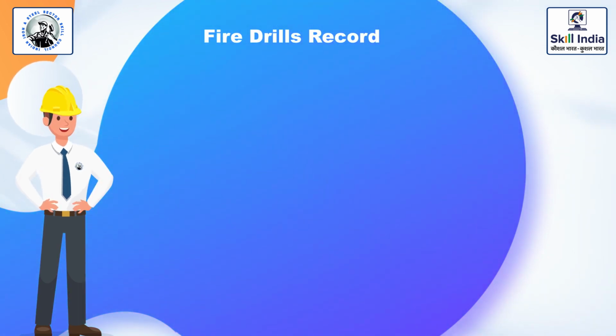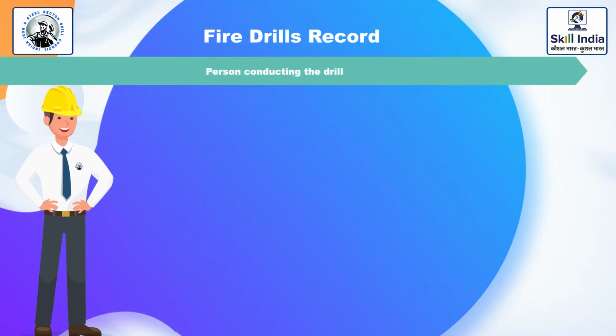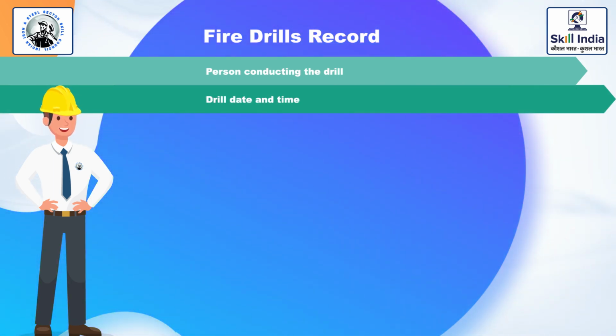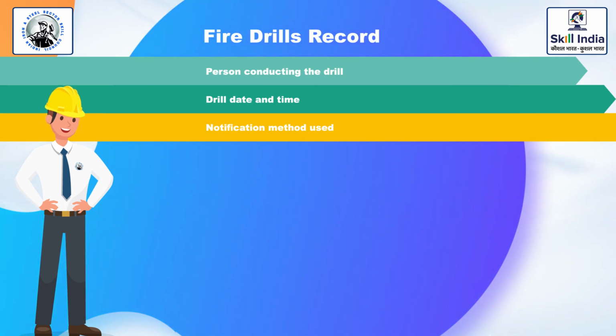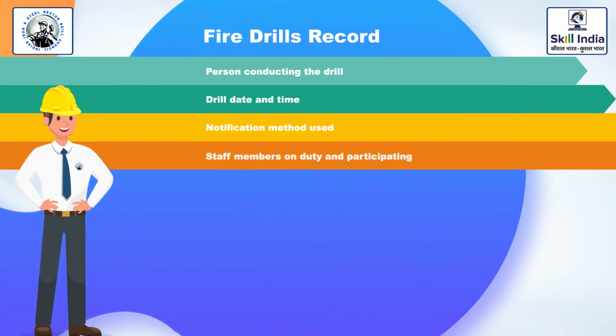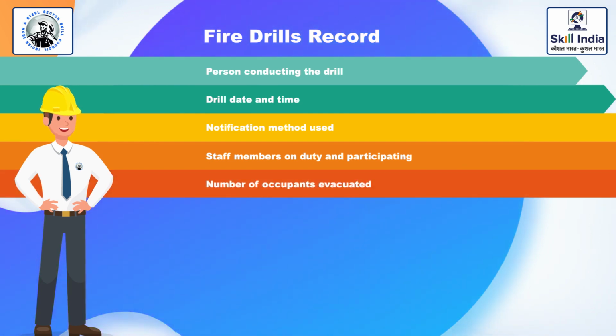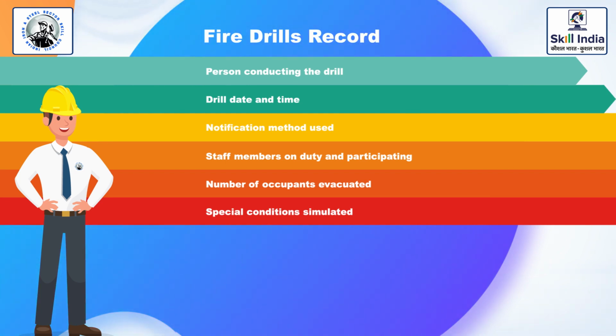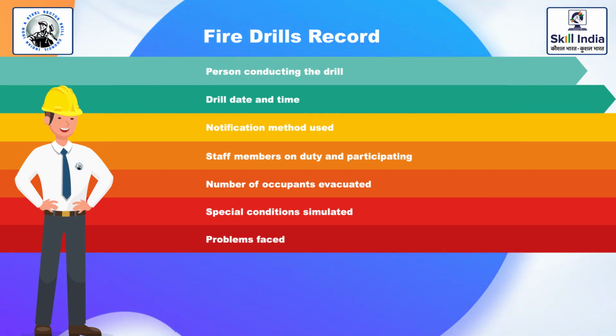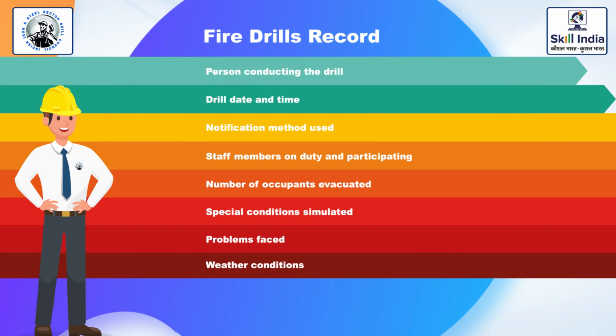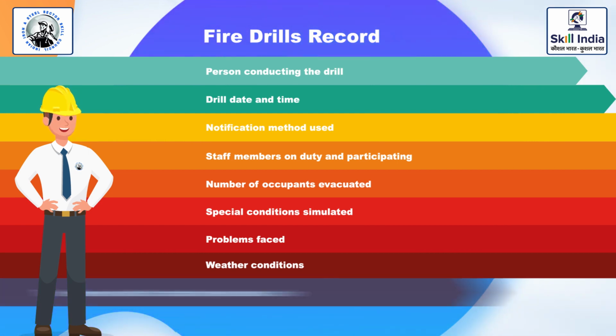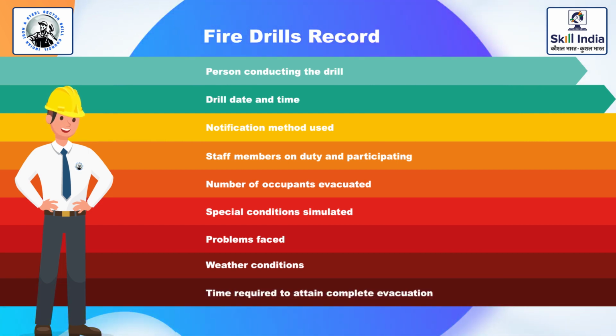You should include the following information in the fire drill's record. 1. Recognize the person conducting the drill. 2. Drill date and time. 3. Notification method used. 4. Staff members on duty and participating. 5. Number of occupants evacuated. 6. Special conditions simulated. 7. Problems faced. 8. Weather conditions when evacuating outside. 9. Time required to attain complete evacuation.